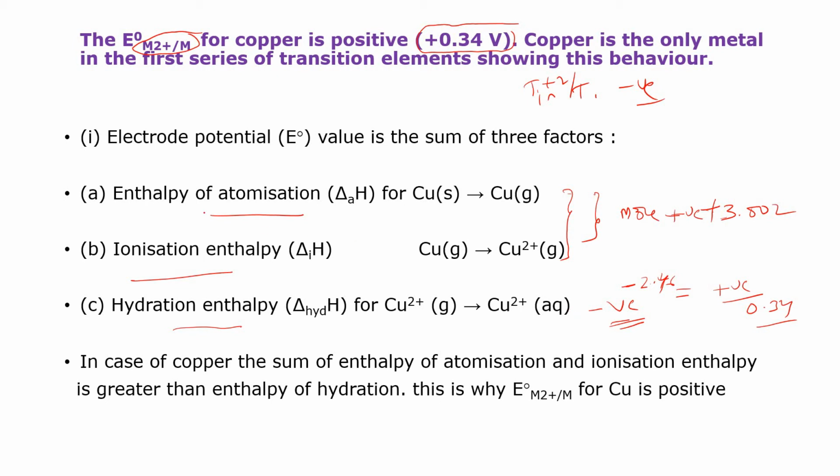The reason is very simple. Enthalpy of atomization and ionization enthalpy, these two are actually more positive than the enthalpy of hydration, which is a negative value. But when you add these, the resulting value will be a positive value. That is the reason. It will be a positive value here, right?